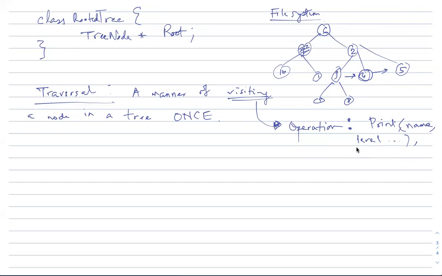So suppose you want to just sum up the number of files and folders in the system. As you're traversing, you may like to just accumulate the sum of the nodes that are encountered. So you may like to just keep adding them. In other words, when you are visiting, it gives you an opportunity to perform some operation. And that is why you want to traverse.